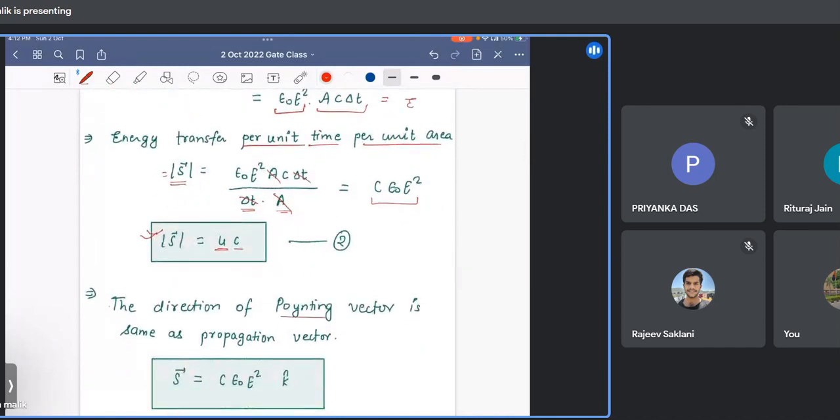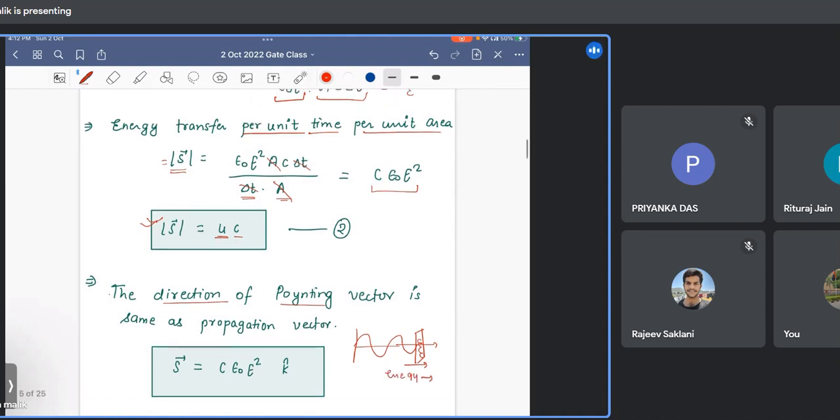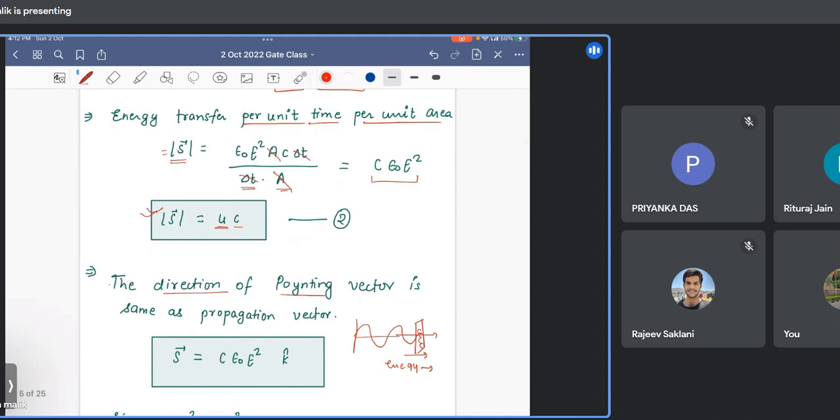Similarly, the direction of this Poynting vector is in the direction of the propagation vector. If you have an EM wave traveling in this direction and it hits any surface, it will transfer its energy there. So the direction in which the energy travels is the same as the direction in which the wave is traveling. So the direction of the Poynting vector is the same as the propagation direction. The Poynting vector is given by C epsilon naught E square in the k cap direction.